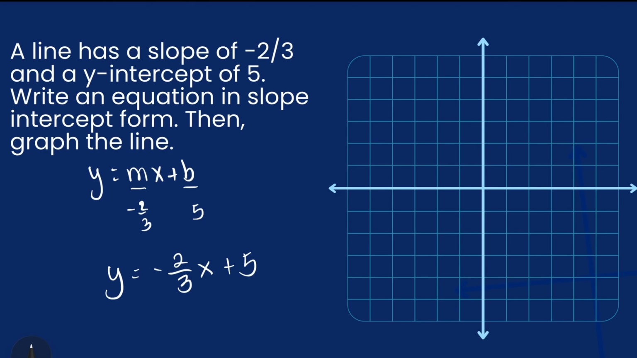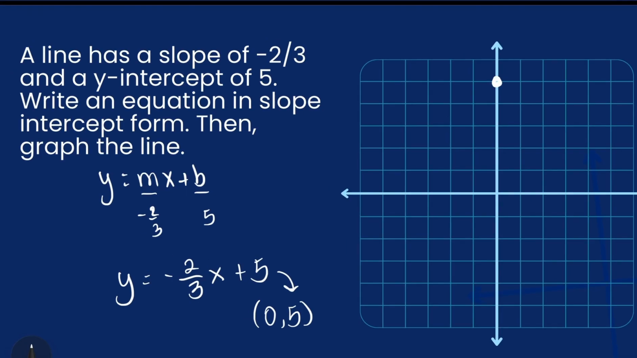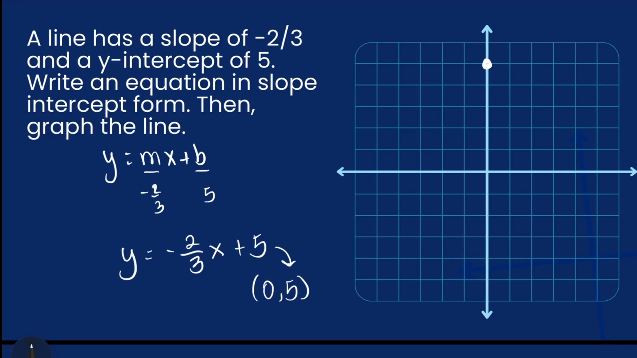And now I'm going to graph it. The first thing I'm going to graph is at 0, 5, which I take from my y-intercept. So I'm going to put this at 0, 1, 2, 3, 4, 5, which is right here. And then from there, I'm going to use my slope to plot it. From here, I'm going to go down 2 and to the right 1, 2, 3. And that's it. That is my line from this equation.